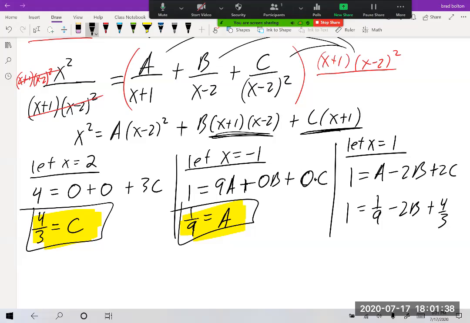I feel like I might have made a mistake here somewhere. So we got x squared, a over x plus 1, b over x minus 2, and c over x minus 2 squared. Yeah, I think that's it. The answer sheet is telling me otherwise.